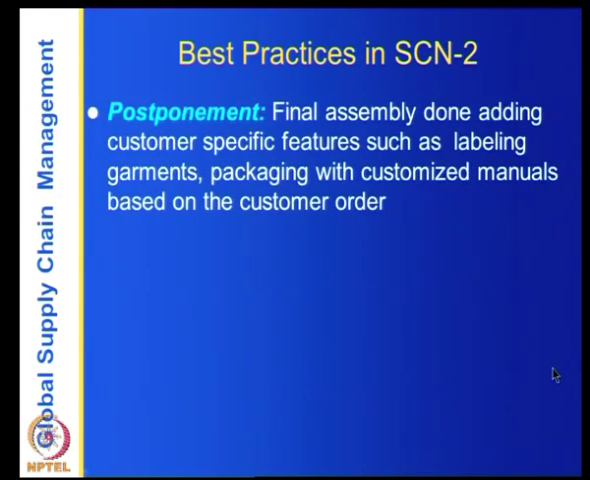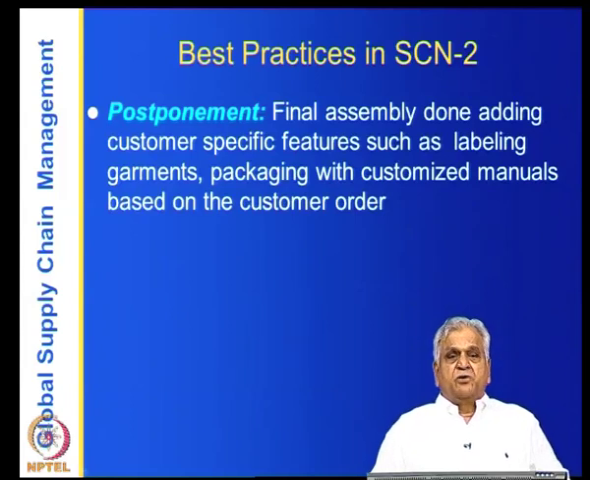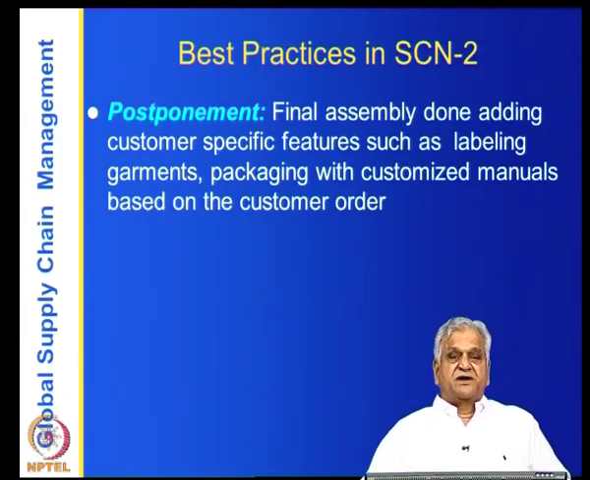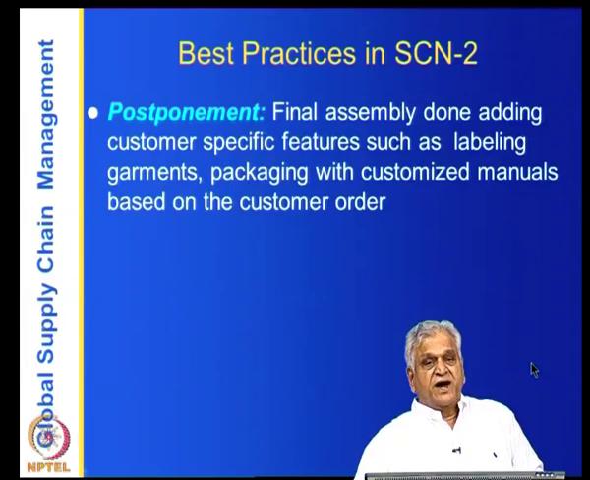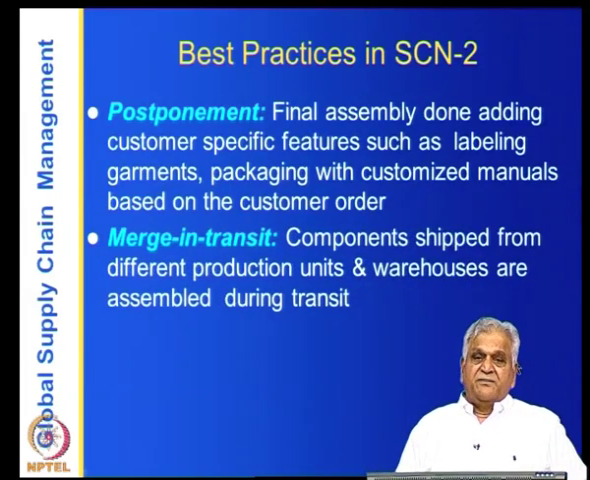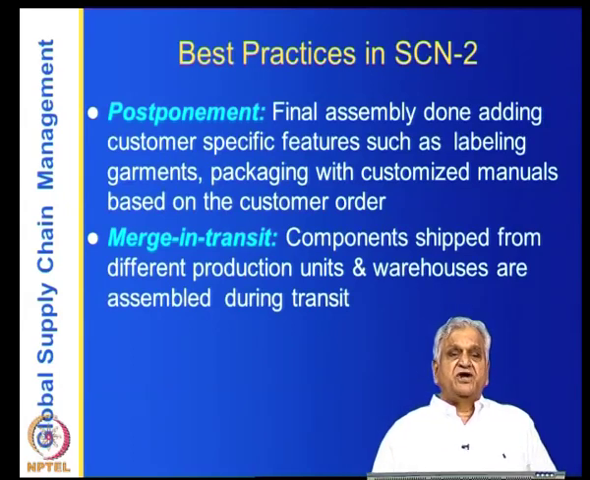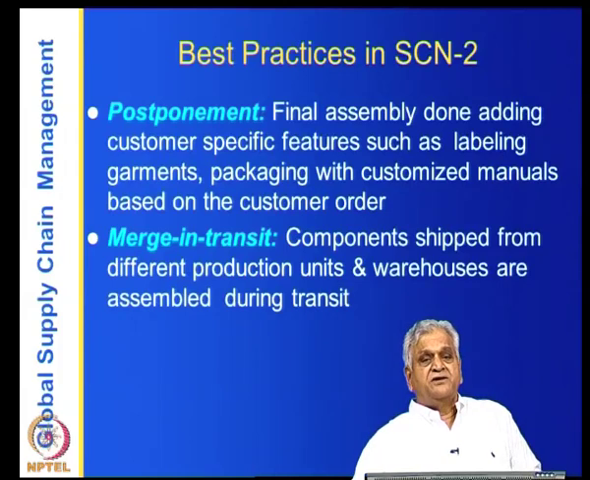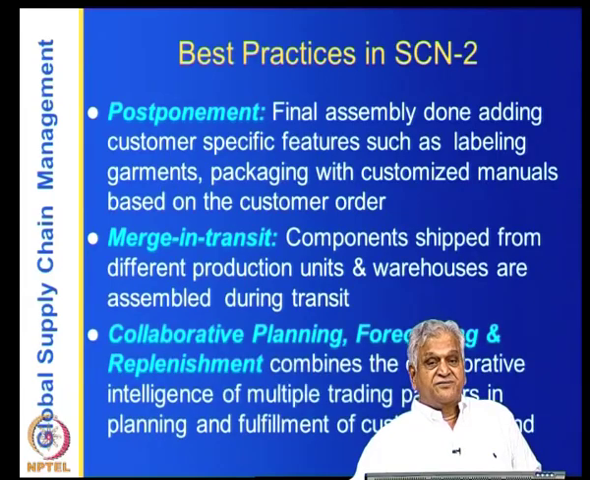So, the next one is what we call postponement. So, final assembly is done, adding customer specific features such as labeling and packaging for customer manuals and so on. So, the final product is made after the customer order decision. Finally, merge in transit is where components are shipped from different production units and warehouses and are assembled during transit. So, this is done at the airports, which is a very nice way of doing it.